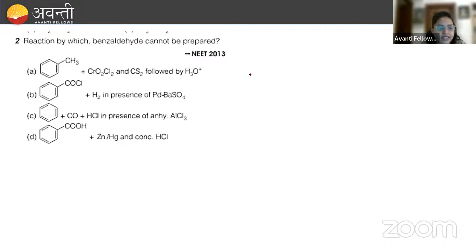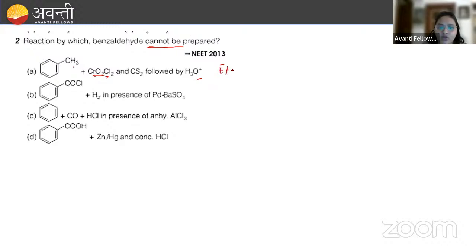So I have summarized certain reactions A, B, C, D, and I am asking you in which reaction benzaldehyde cannot be prepared. The first reaction is toluene with CrO2Cl2 and CS2 followed by H3O+. Can you tell me the name of this reaction in presence of CrO2Cl2? Very good Ayushi, the name is Etard reaction.